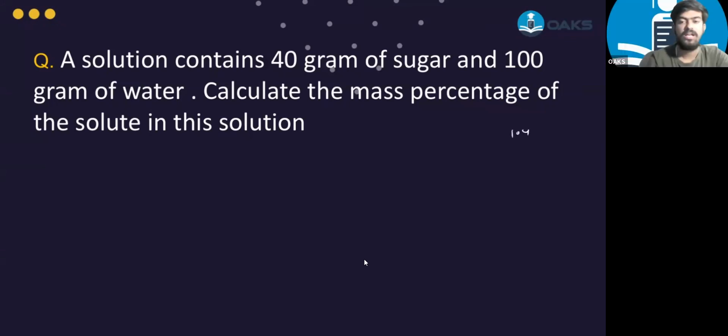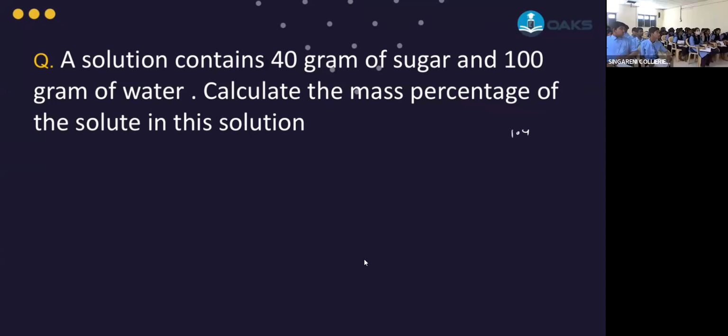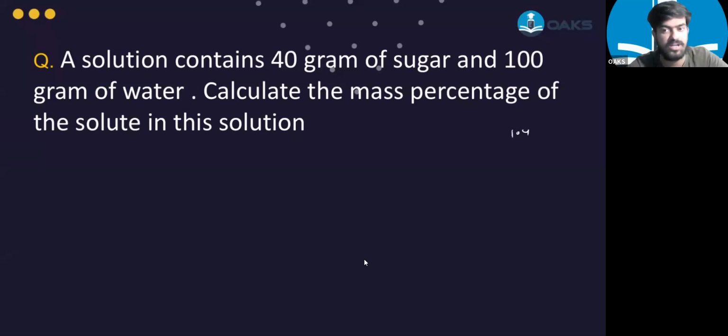Okay. Let's solve. How many of you have solved this? How many of you are trying to solve this? And how many didn't understand what we have to do in this question? Anyone who completely didn't understand what we have to do in this question? Anyone, please raise your hand because I'm going to check it personally.